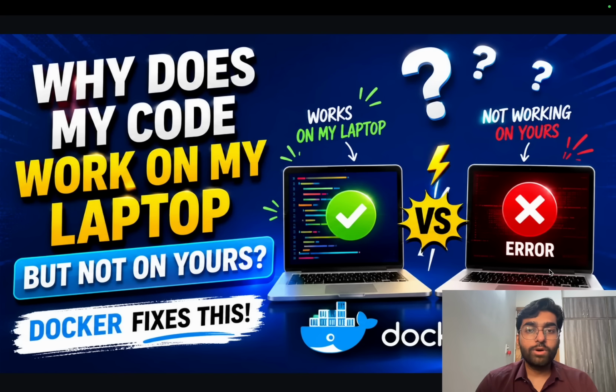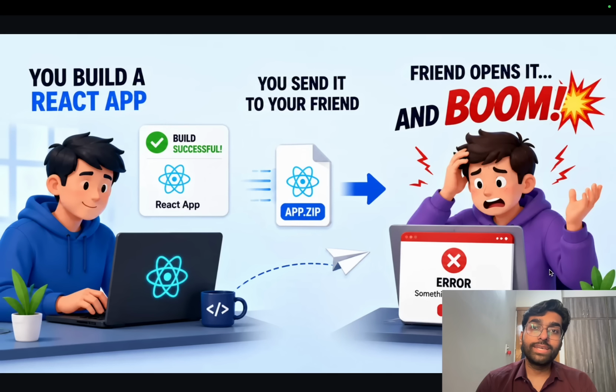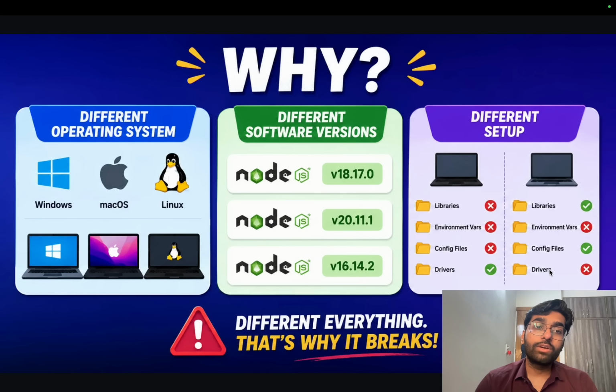So you all must have heard that issue that "this code works on my laptop but not yours." So Docker fixes these kinds of problems. Let's suppose you build a React app and you shared it with your colleague, and when your colleague tried to run it, boom, it crashed. So what could be the reason? Like different operating system, different software versions, or different setup?